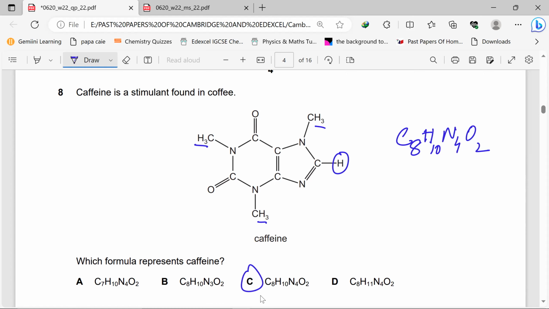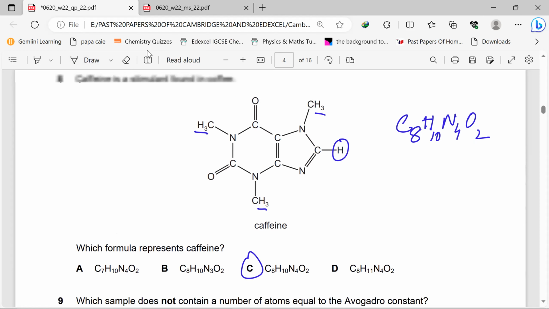So for this type of question, we need to be very, very careful in order to count. If you miss only 1 hydrogen, you get C10 and H11. So if you miss only 1, then you will lose your mark. So be careful. Spend your time here.